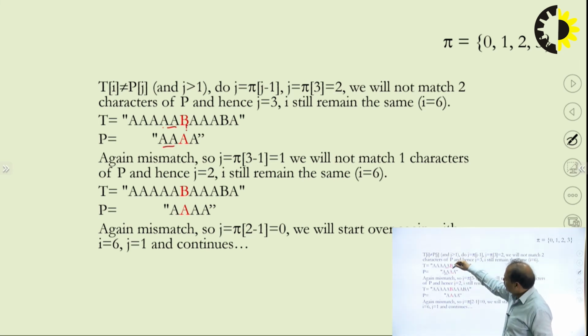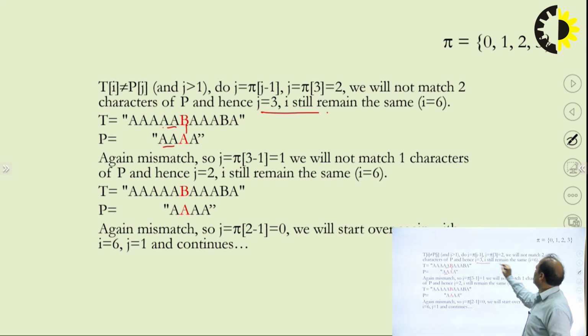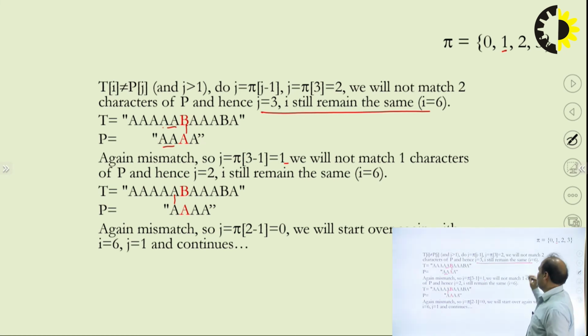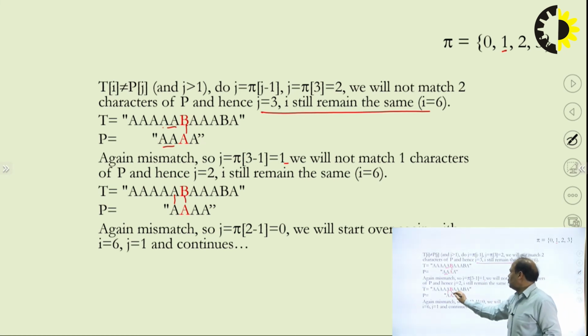So again J is 3 now. J is 3 and again there is a mismatch. Again we consult pi 3 minus 1, which is pi 2, and that is 1. So what will happen? Again one character is not going to be matched. Look at here. That means we are not going to match it again because of this pi information. So again you need to match it.